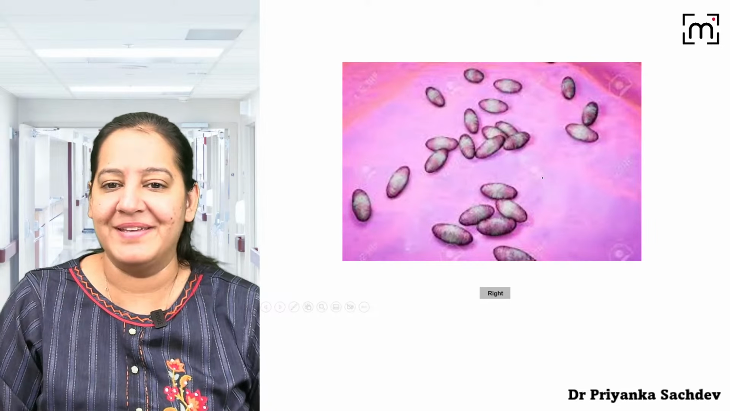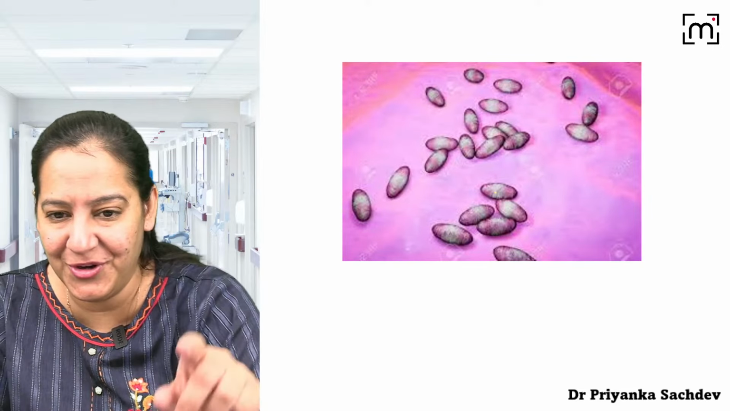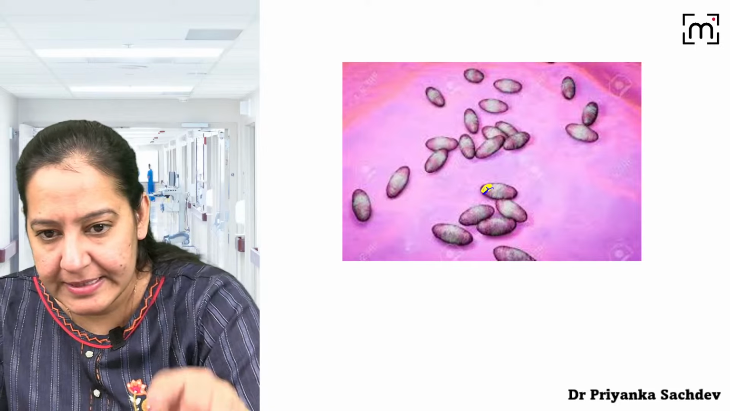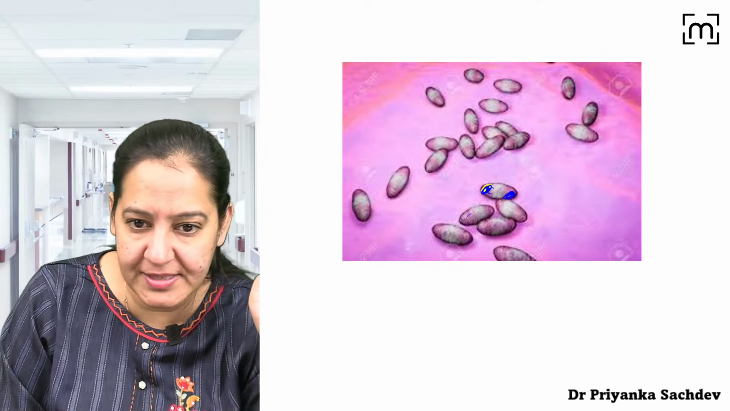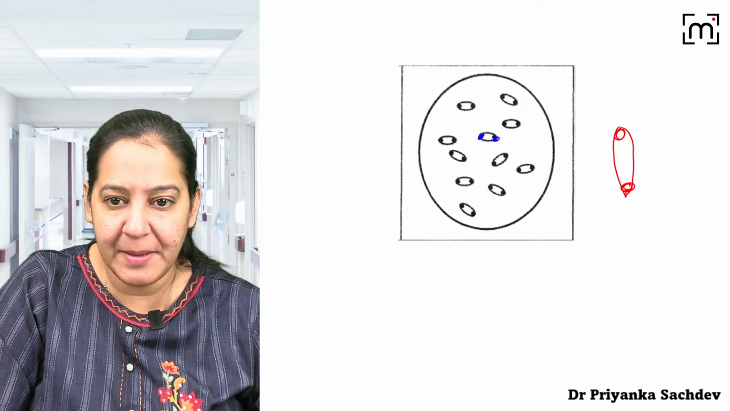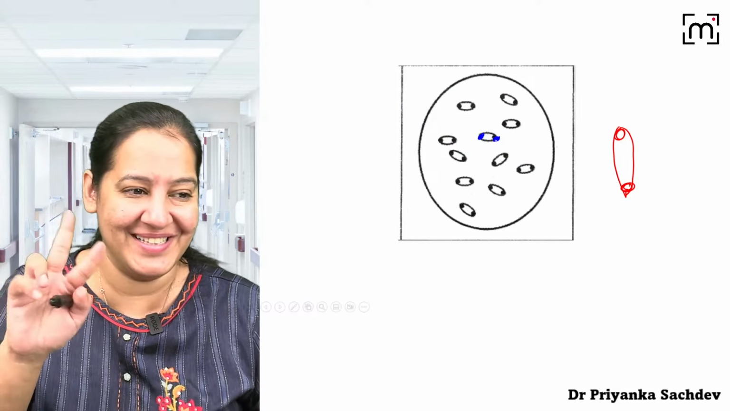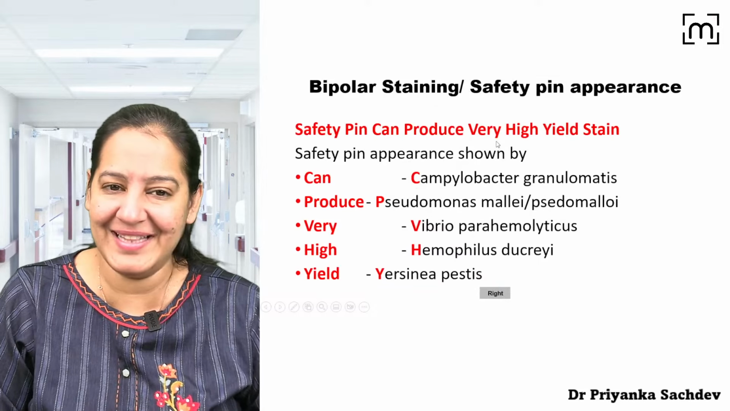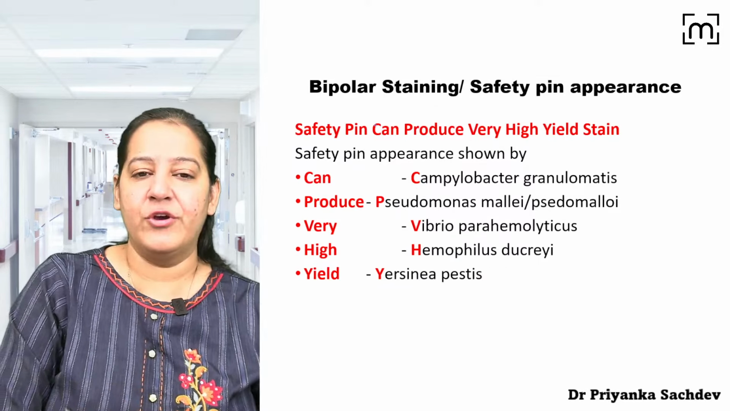Can you see this diagram? Yes, it's a safety pin. Yes, let me show you. Appreciate the stain at the poles. It's not uniform. It's a polar distribution. Can you appreciate the stain at the poles? Yes, you can appreciate the stains at the poles. Right? Can you see this? Okay. So the mnemonic is in front of you.